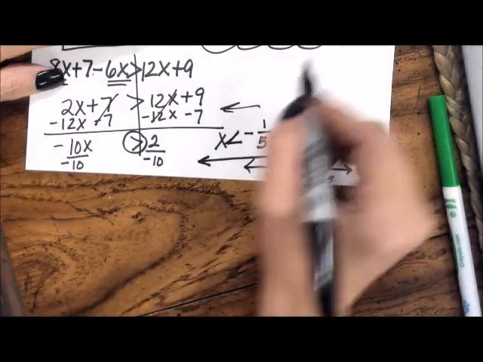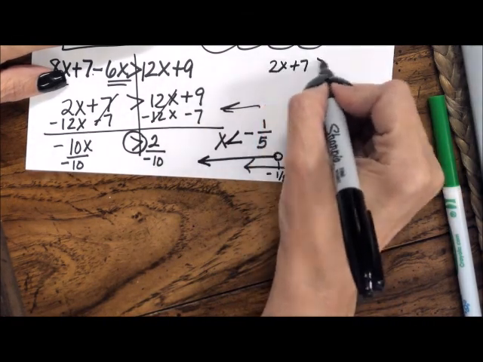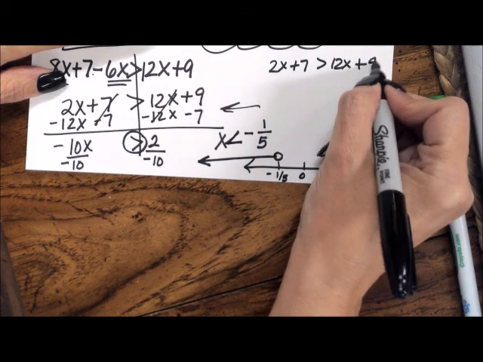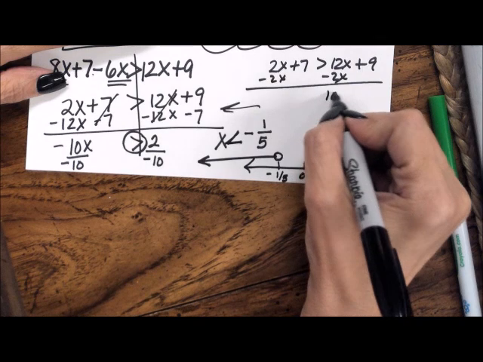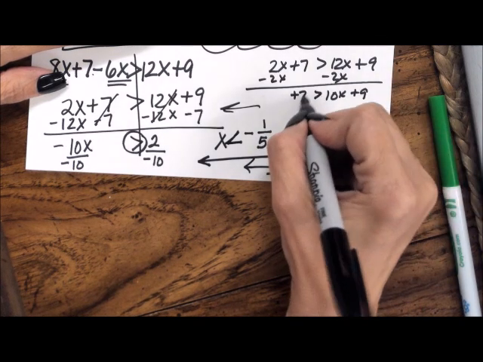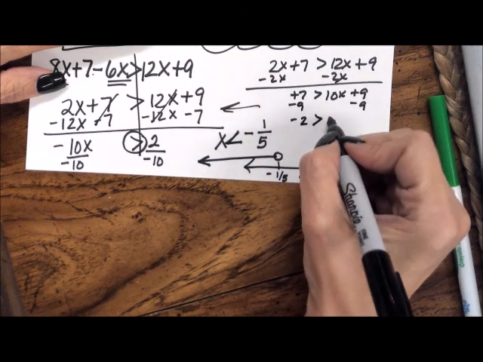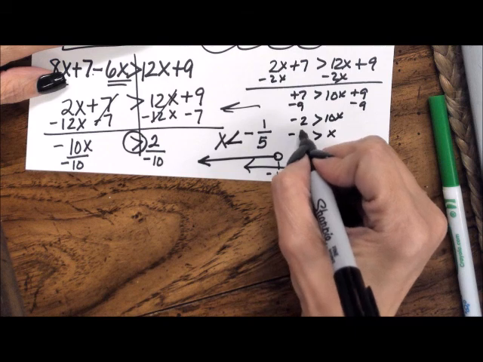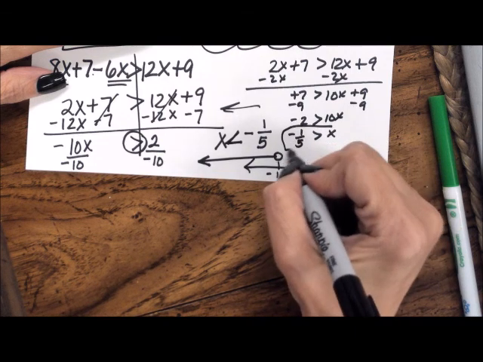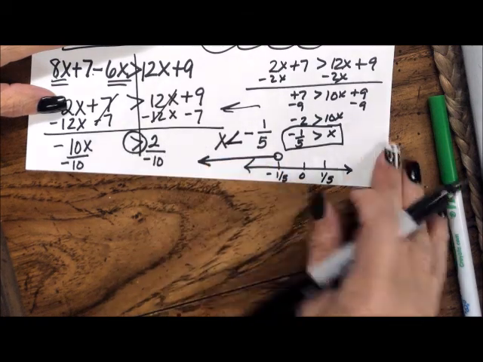If you went the other way, you would have gotten 2x plus 7 greater than 12x plus 9. If I would have subtracted 2x, let's just look at it. I'll work it real fast. 10x plus 9 greater than plus 7, I would subtract 9. So I'd get negative 2 is greater than 10x, and then x is greater than negative 1. I'm doing it real fast. So I would have gotten this. When you get this, it's the same answer as this other one, right?